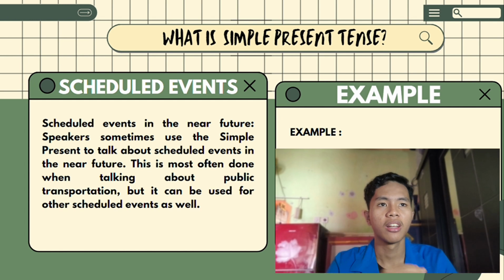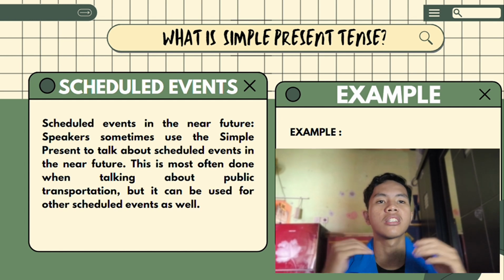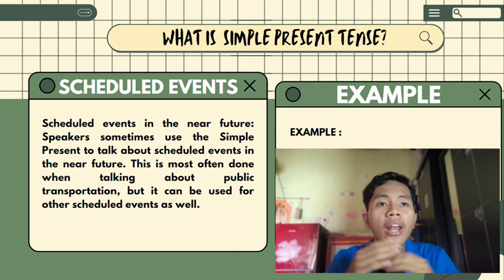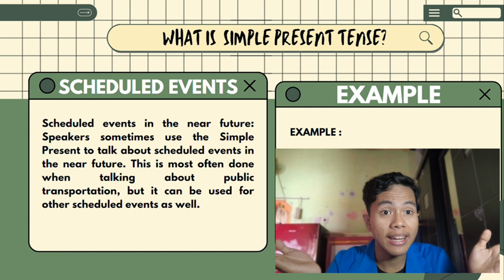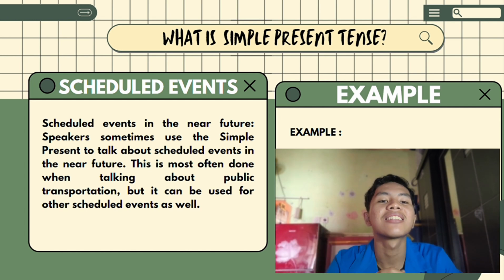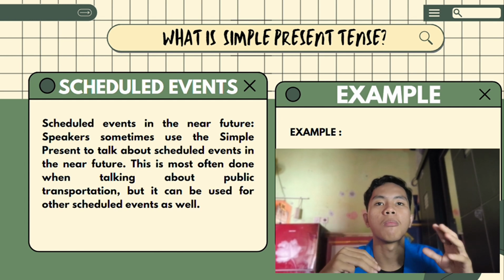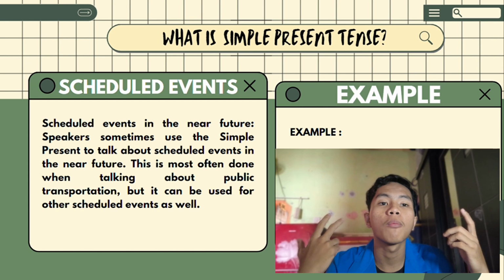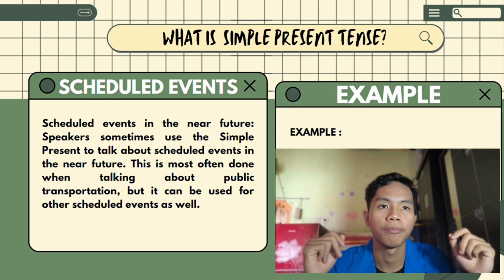Contohnya, or examples: the bus leaves tonight at 6 p.m. When do we board the plane? Or the party starts at 8 o'clock. So it's about time. It's used to explain time and to ask questions about time.